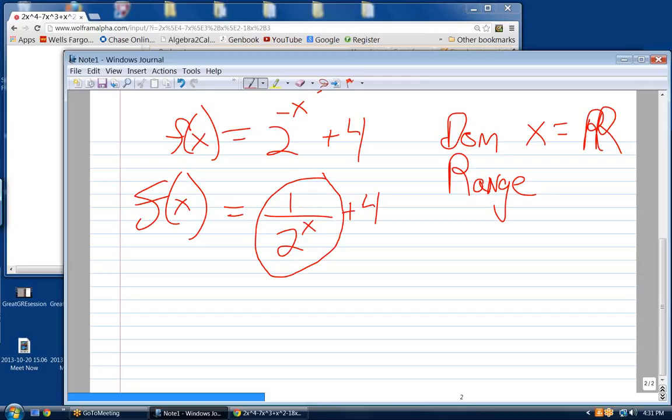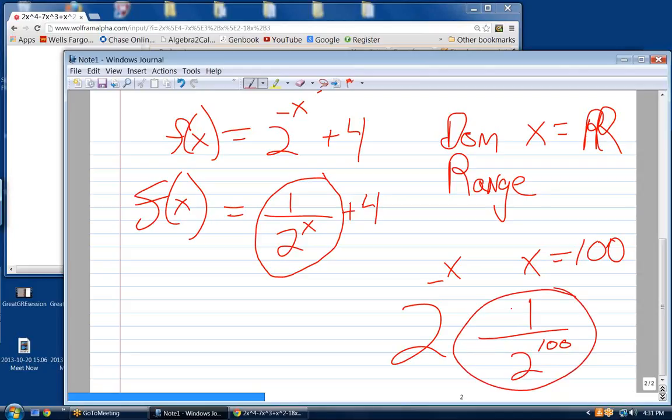Notice that a negative exponent does not mean a negative number. If I have 2 to the minus x, well, let's let x equal 100. That's 1 over 2 to the 100th. That's a very small but positive number. Well, let's let x equal minus 100. Well, now I have 2 to the plus x. So that's 2 to the 100th power. So that's a very big number.